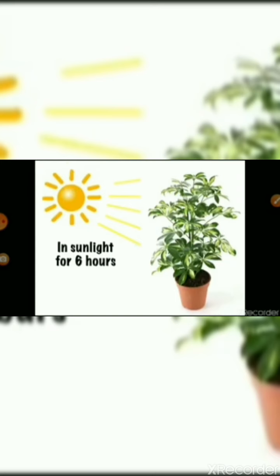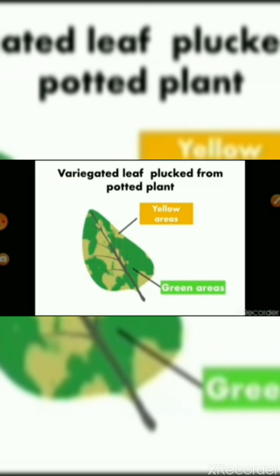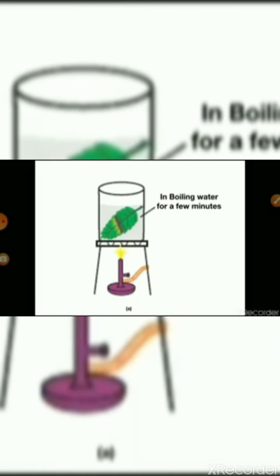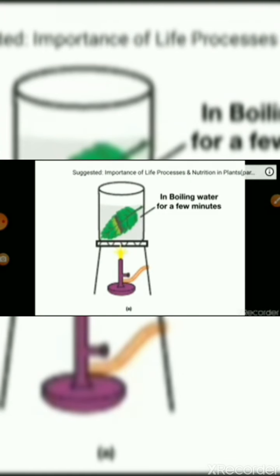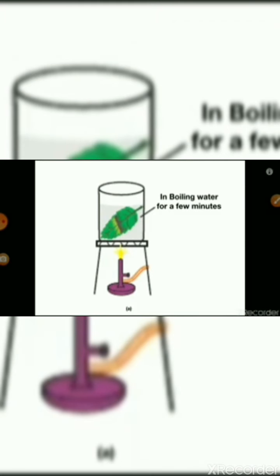for around 6 hours. And now, after 6 hours, we can pluck a leaf from the plant, and this plucked experimental leaf is immersed in boiling water in the beaker for a few minutes so that the cells of the leaf will be killed, and at the same time metabolic activities of the leaf cells will be stopped, because the leaf cells are killed, so no more chemical reactions will now take place. Now this boiled leaf is taken out from the beaker with the help of forceps, and it is then placed in another beaker containing ethanol or rectified spirit.